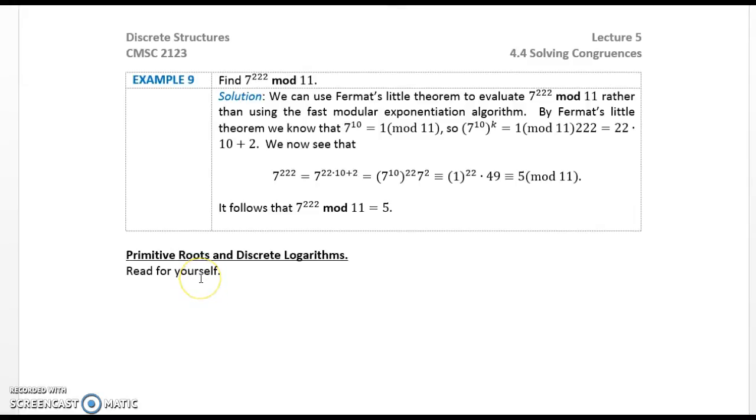Example 9. Find 7 to the power 222 mod 11. Solution. We can use Fermat's little theorem to evaluate 7 to the power 222 mod 11 rather than using the fast modular exponentiation algorithm. By Fermat's little theorem, we know that 7 to the 10 power is equal to 1 mod 11. So 7 to the 10 power raised again to the k power is equal to 1 mod 11.